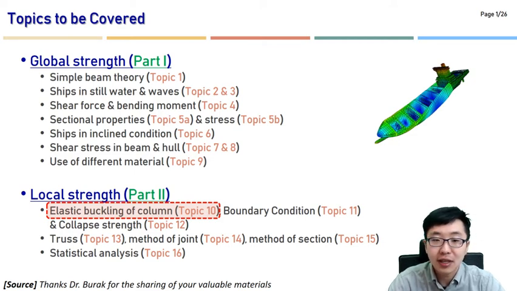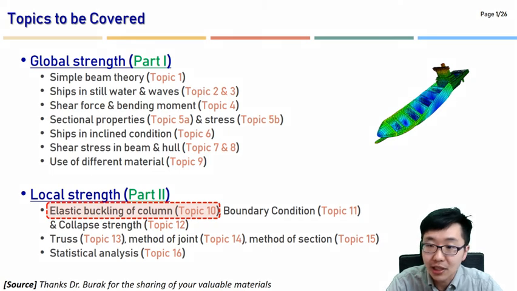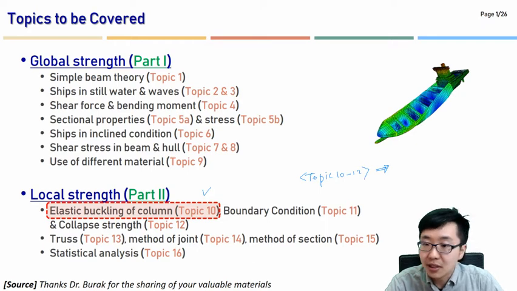And today we'd like to start our new part 2, local strengths analysis part. As you could see here, we'd like to cover topic 10 today, and actually topics 10 to 12. These three topics are related to the column buckling methods.